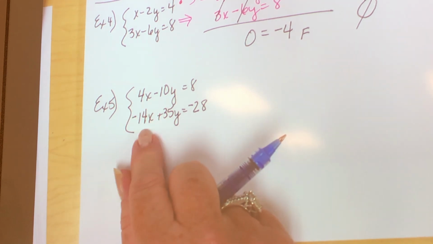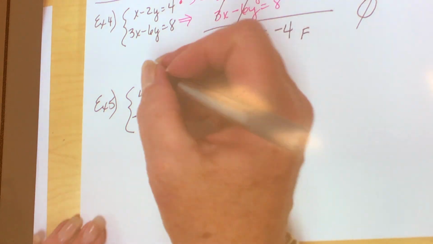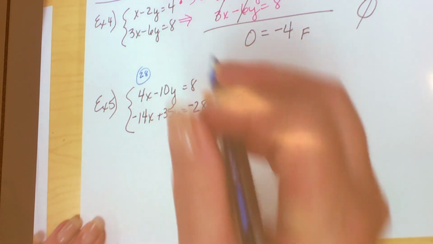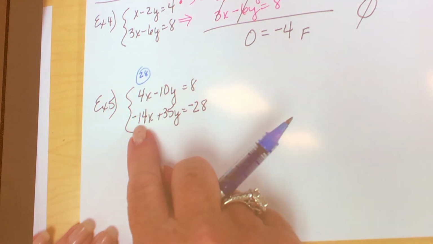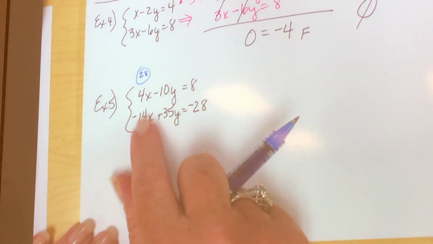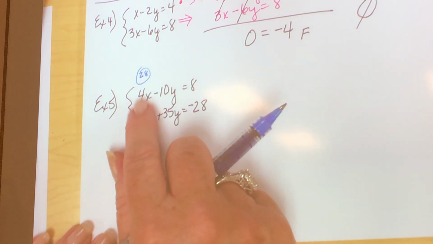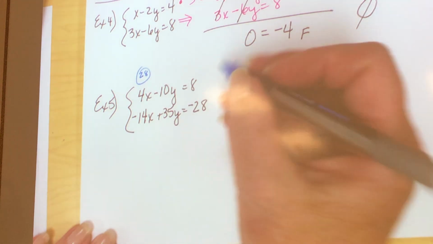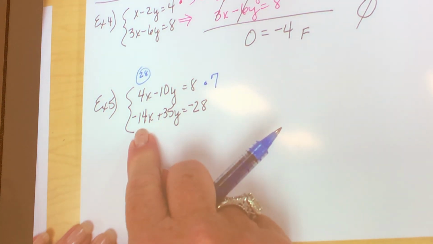Will 4 go into 14? No. 14 times 2 is 28. Will 4 go into 28? Yes. That is my least common multiple. So that's what I'm going to make. Okay? I like to write it over here a lot of times so I don't have to remember it again. So they already have opposite signs, so I don't worry about it. What do I multiply this guy by to make a 28? 7. What do you multiply this guy by to make a 28? 2.